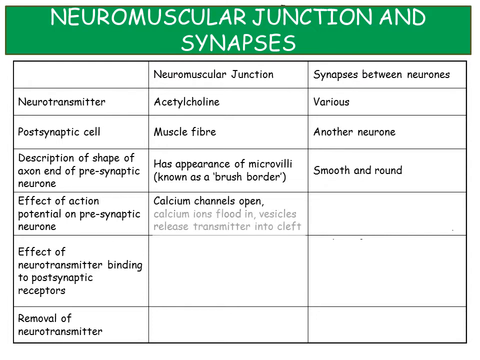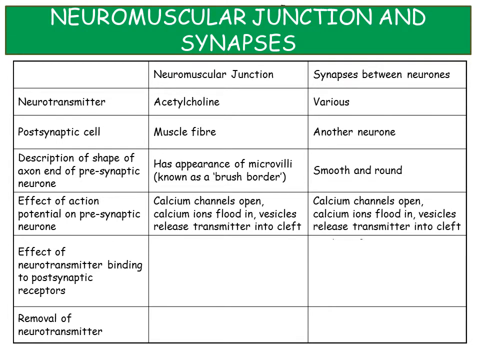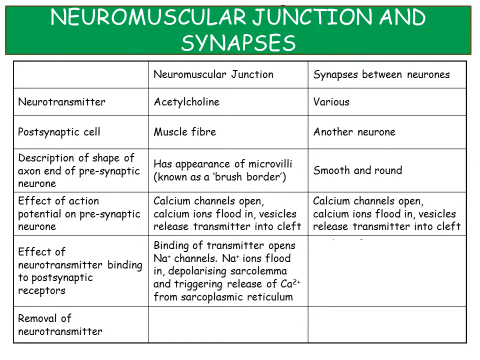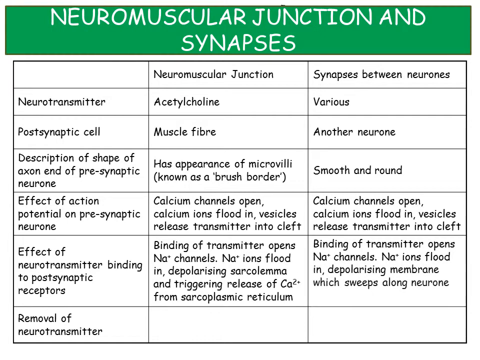The effect of the action potential on the presynaptic neuron is the same in both cases, where calcium channels open and the calcium ions flood in, and this triggers vesicles to be released into the cleft. The effect of the neurotransmitter binding on the postsynaptic receptors is also similar. They open sodium channels and the sodium ions will flood in, and this depolarizes the membrane. In the case of a neuromuscular junction, the depolarization will sweep down the T tubules towards the sarcoplasmic reticulum, and when it gets to the sarcoplasmic reticulum it triggers calcium ions to be released from it, and this triggers muscle contraction.